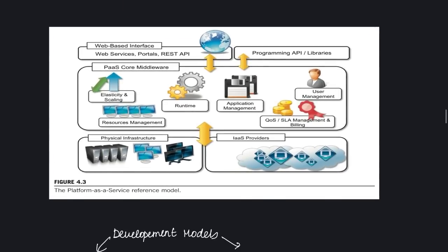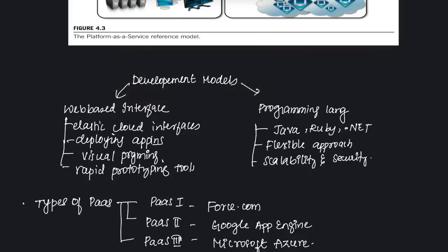So, quality development models. Platform as a service will offer development models depending on which platform they are running. One we have is the web-based interface. In a web-based interface, it is a completely cloud-based interface for designing, prototyping, and deploying applications. All these things could be done by using visual programming or rapid prototyping tools.